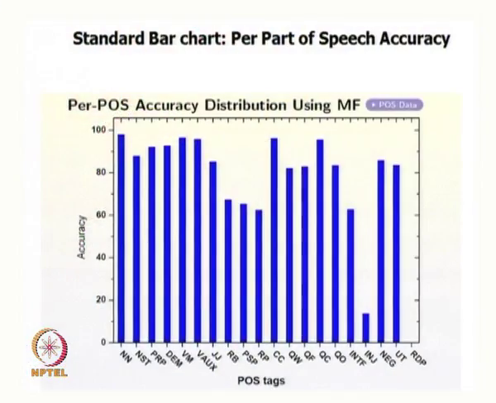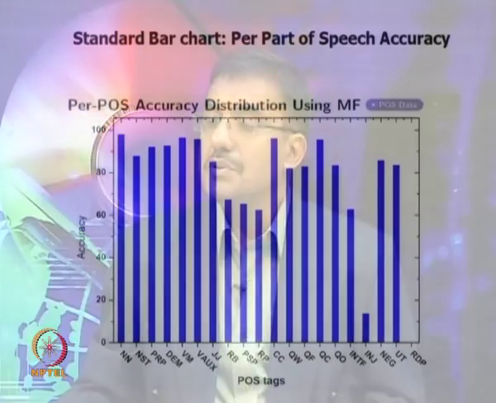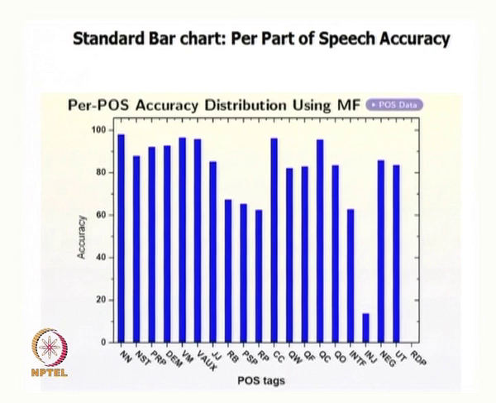So, the adverb accuracy we have seen is low, just close to 70%, and this low accuracy can bring down the accuracy of the overall system. Therefore, we have to gear our machinery towards correcting this error. We will see later how this can be done. So, this bar chart for per part of speech accuracy is a very valuable instrument for implementing a part of speech tagger and making its accuracy high.